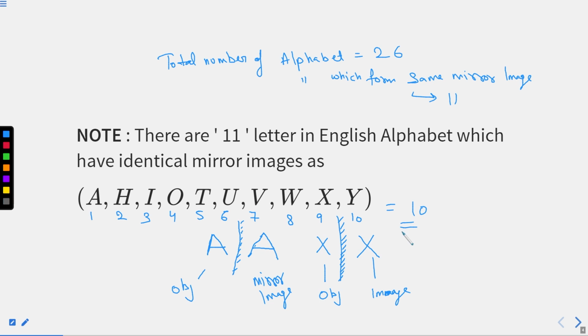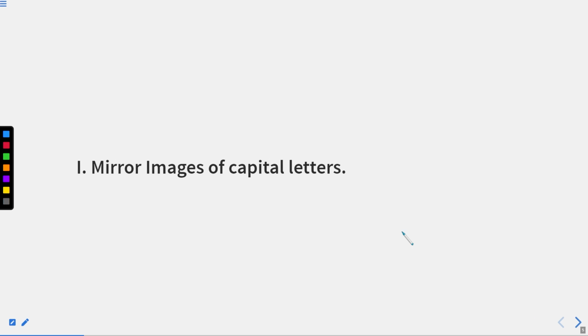Now we are moving with the first concept, that is mirror image of capital letters. Now as soon as we read the mirror image of all 26 alphabets in capital letters, you are able to figure out how many have the same mirror image as the object, right? So starting with the first, for A we have this mirror image, it is similar. So for similar we'll mark 0, right?